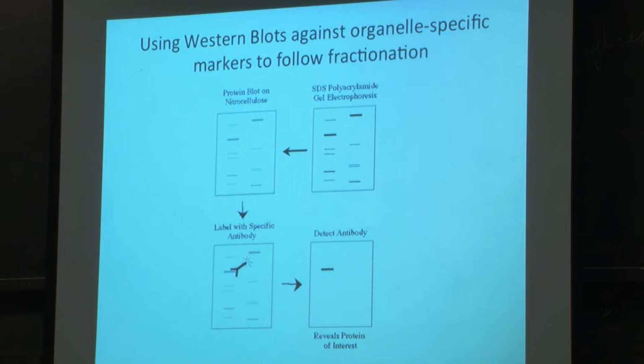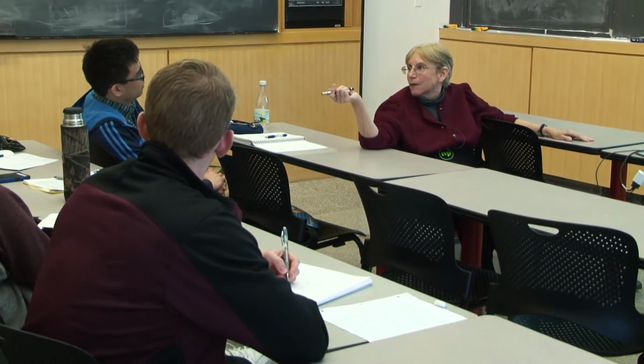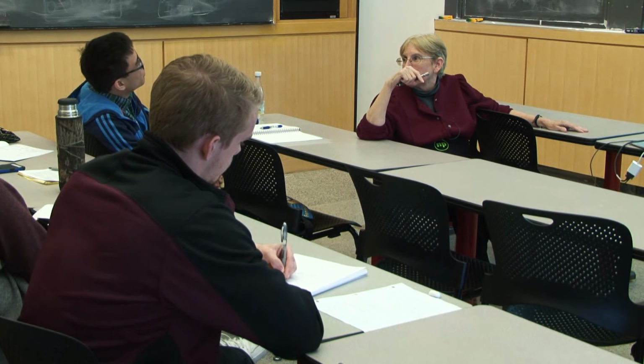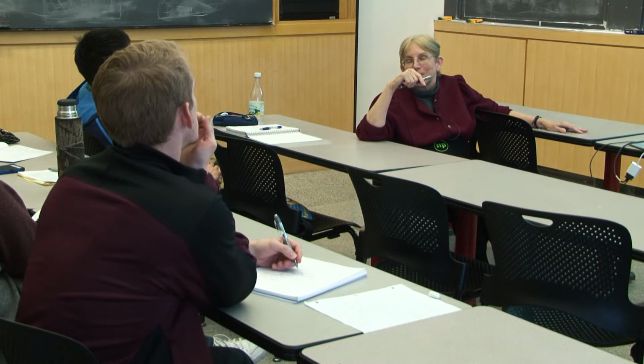Okay, if any of you have run Westerns, do you remember what kind of a membrane you used? Did you use nitrocellulose? You do this in an undergraduate class, don't you? You don't do a Western? Okay. Yeah, we did it once in an undergrad class. In what kind of a class? Was it biology? Yes. Okay. Do you remember what the membrane was? It's not nitrocellulose.